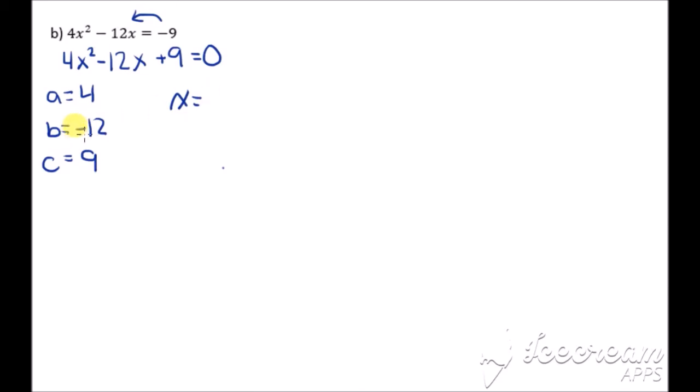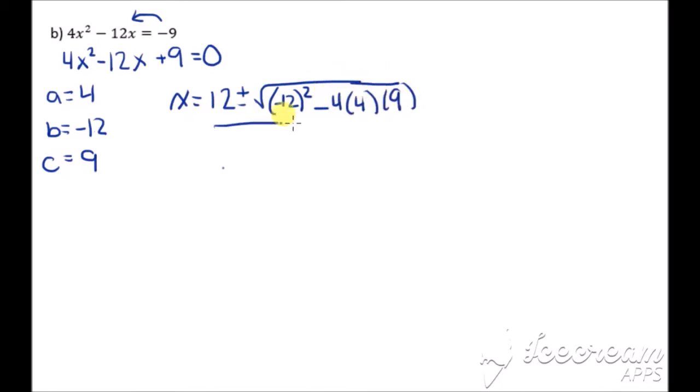Okay, we get negative b, which negative of negative 12 is going to be positive 12, plus minus the square root of b squared. So another common mistake is that students don't put this one in brackets and then leave this as negative, but negative 12 all squared is going to be positive, okay? Minus 4ac all over 2a. Okay, so we get 12 plus minus, and this is going to be 144 minus, say, 16 times 9, equals 0.